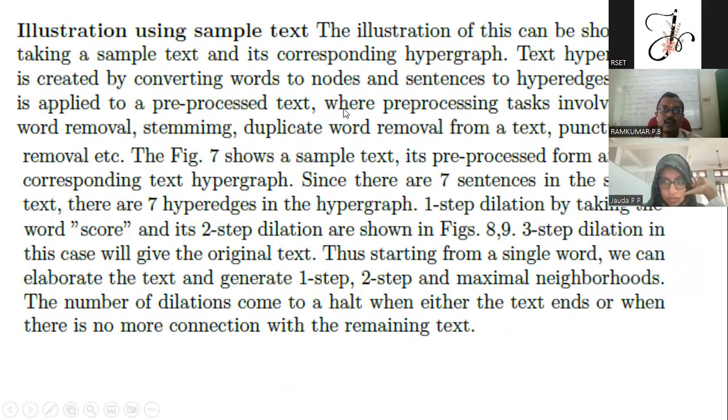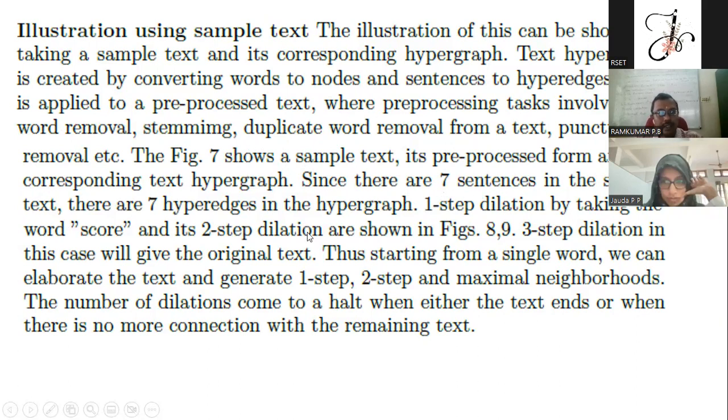This is an illustration of the concept. The illustration of this can be shown by taking a sample text and its corresponding hypergraph. Text hypergraph is created by converting words to nodes and sentences to hyperedges. That is applied to a pre-processed text, where the pre-processing task involves several operations like stop word removal, stemming, etc. The application is given in the following figure.